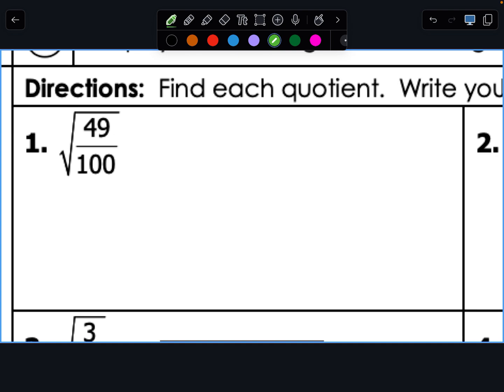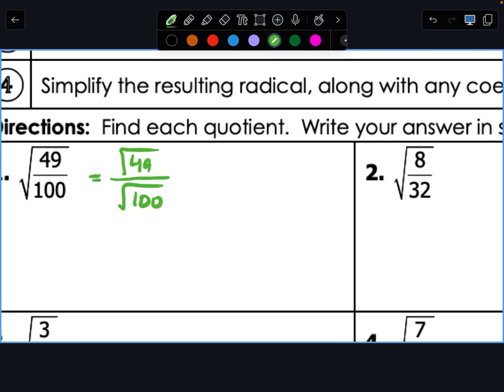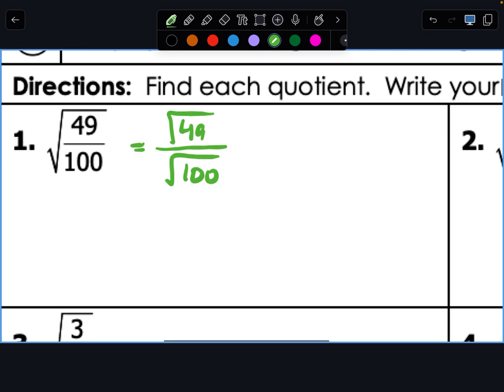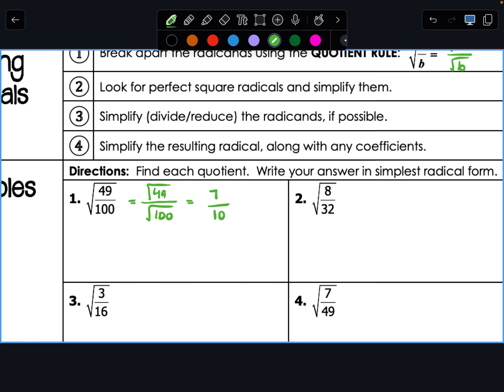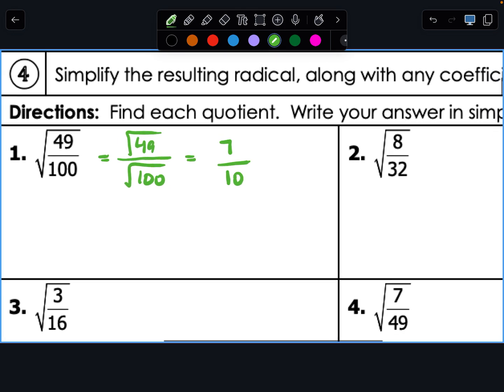First step, I want to use the quotient rule, break this apart into two radicals. Square root of 49 over the square root of 100. Second step, look for perfect square radicals and simplify them. Both of these are perfect square radicals. So when I simplify this, I have 7 over 10. Step 3, simplify, divide, and reduce the radicands if possible. Okay, there's nothing else to simplify here, and this fraction is already all the way reduced. So I can just leave it as so. There we go.